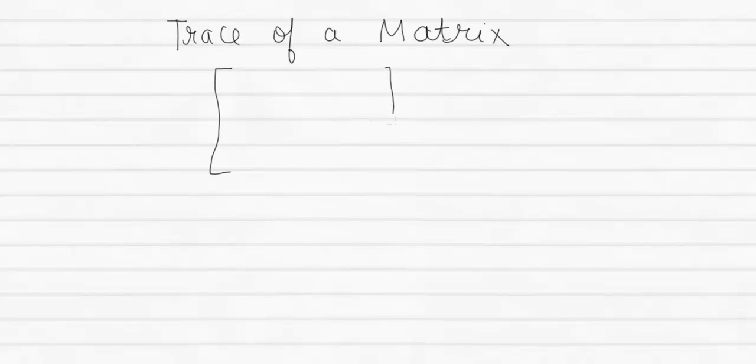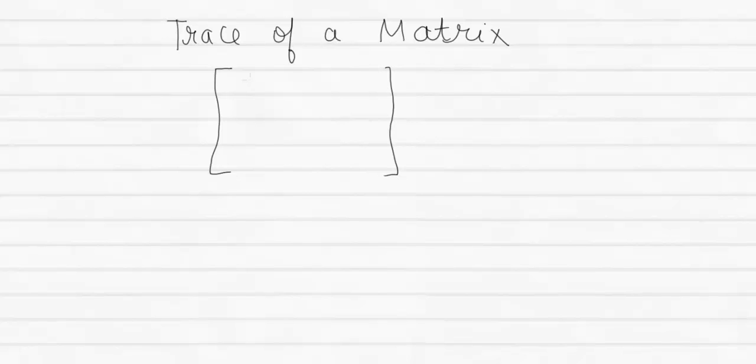So first of all, let me write it down. Trace of a matrix. So what do I mean by trace of a matrix? Well, it's a fairly simple concept. So let's say that I have a matrix. I have a square matrix here, which is something like this.